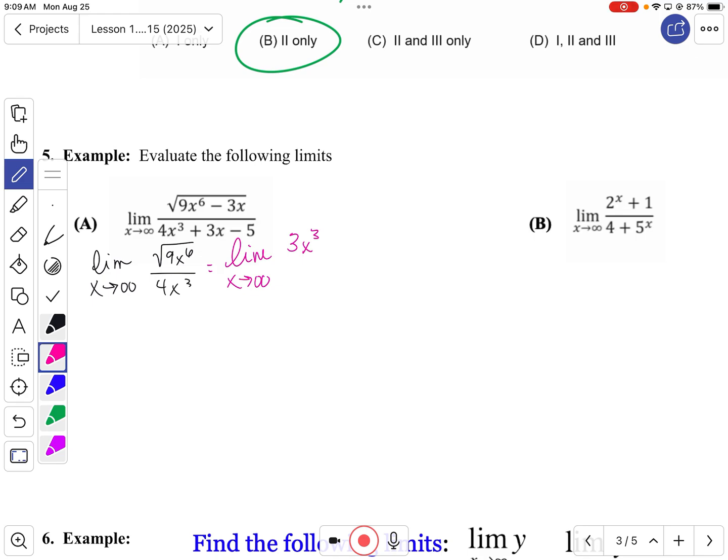Right? As if I had x times x times x times x times x. 1, 2, 3, 4, 5, 6. There are 2 pairs underneath the square root, 3 pairs underneath the square root. So that's why I can pull it out as x cubed.